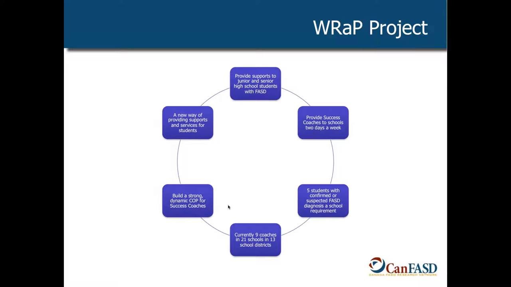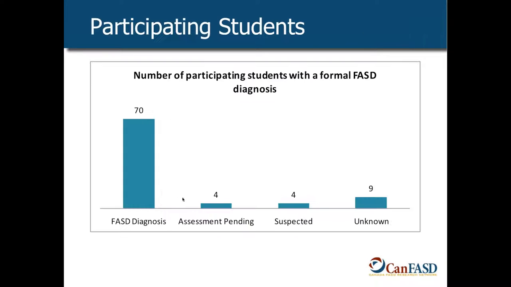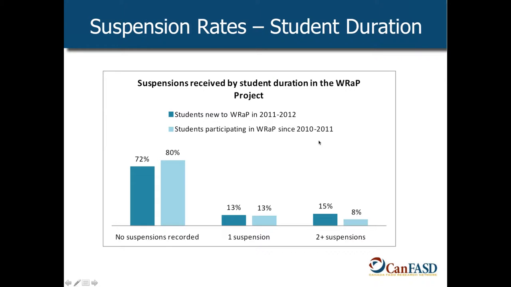Traditionally, within Alberta in particular, we see a very, very high rate of dropout and expulsion for our children and adolescents with an FASD, which leaves them very vulnerable to adverse outcomes and engagement in things like criminal behavior and substance abuse. Of the students involved in the RAP program, approximately 70 have had an FASD diagnosis.